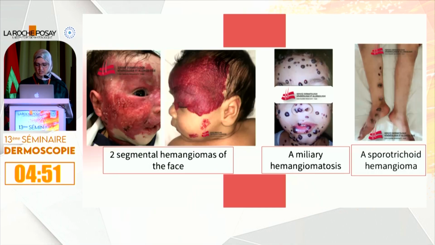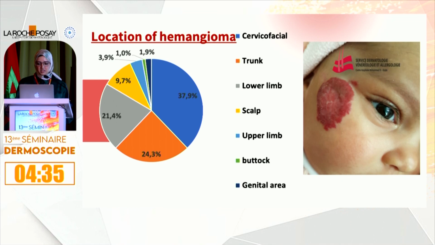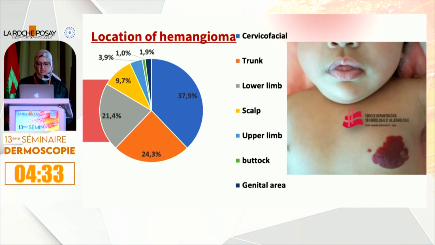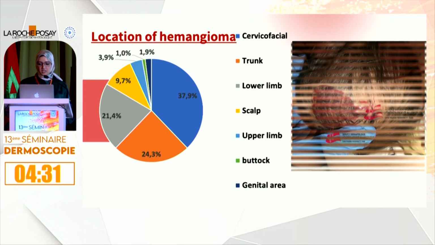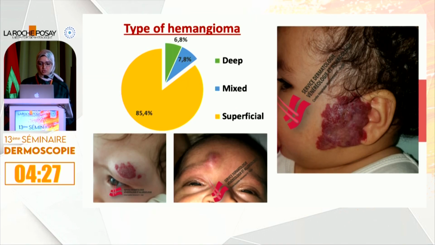of 3.6 centimeters. All hemangiomas were localized except two segmental hemangiomas of the face, a miliary hemangiomatosis and a multifocal sporotichoid hemangioma. The locations of hemangioma by decreasing frequency were cervicofacial, followed by the trunk, the lower limb, the scalp, the upper limb, and the buttock and the genital area. The hemangiomas were most commonly superficial in 85%, followed by mixed hemangiomas and then deep hemangiomas.